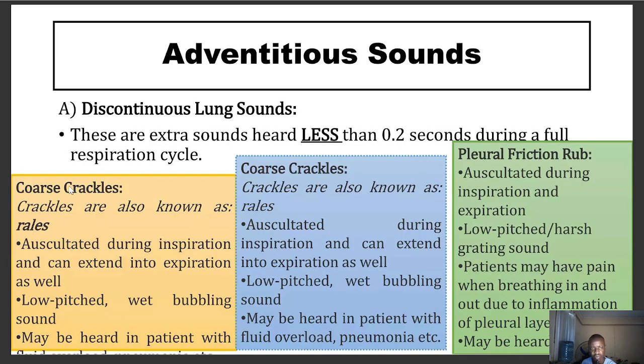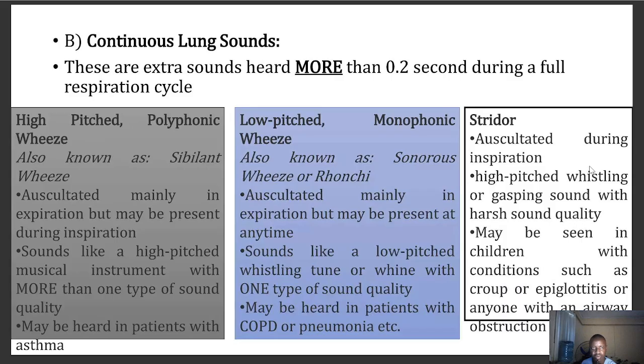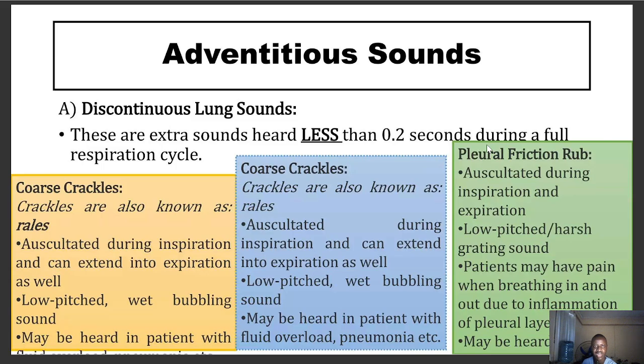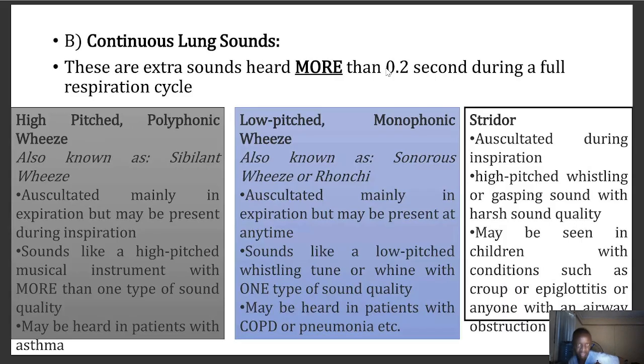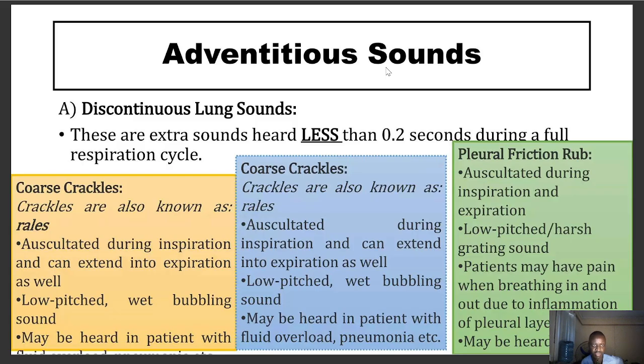So one, we talk of crackles, pleural friction rub, high pitched wheezing, and stridor. So you need to know that for adventitious sounds, we've categorized them into 2: discontinuous and continuous lung sounds. When you talk about discontinuous, these are always extra sounds. They are heard for less than 0.2 seconds during a full respiratory cycle, so they are not continuous.